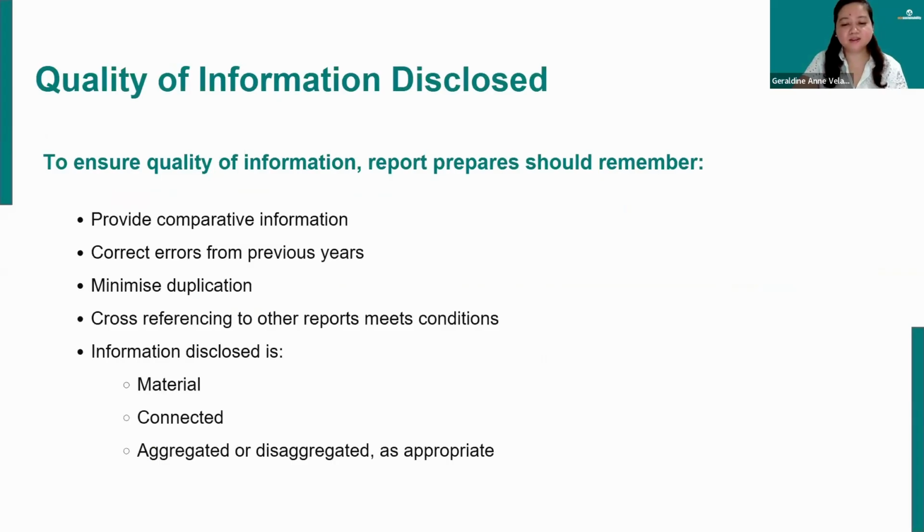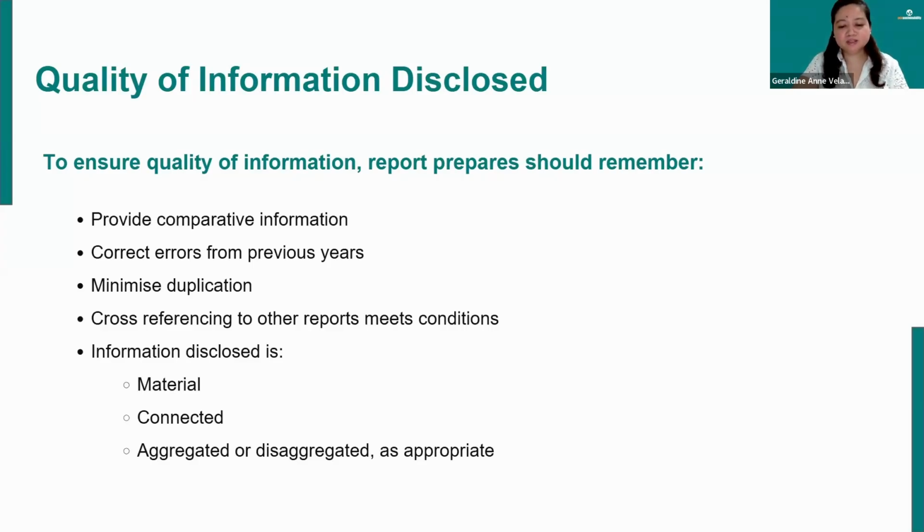To maintain high-quality disclosures, report preparers should follow these principles. First, provide comparative information. Present current year carbon metrics alongside at least one prior year or the most recent available year, except in a first-time report. Why? Comparative information helps stakeholders see performance trends, assess whether emissions are increasing or decreasing, and judge whether reduction targets are credible.